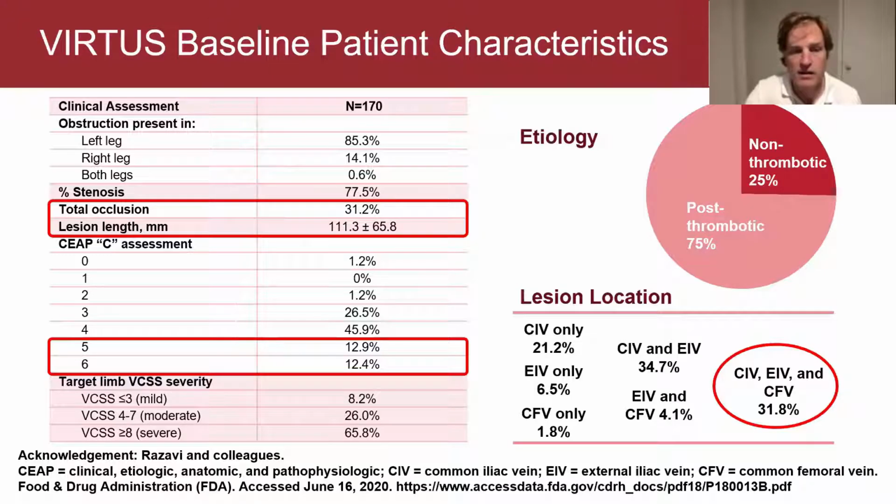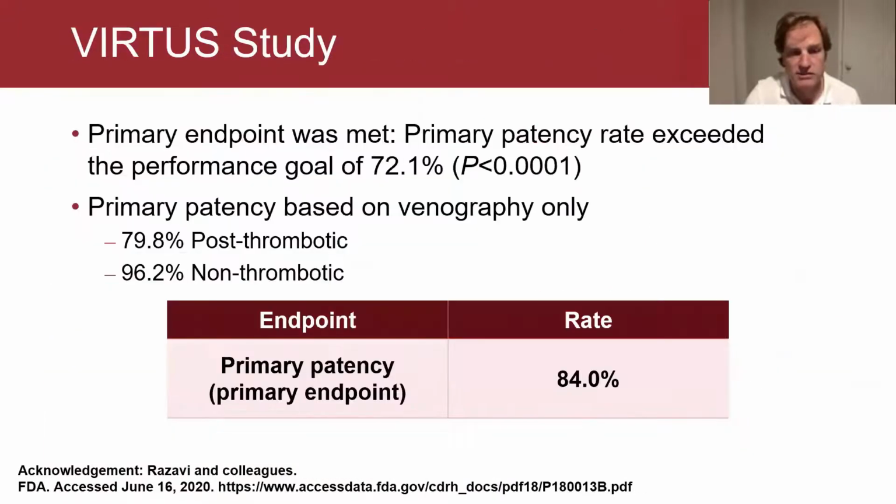The Venous study did not enroll acute DVT patients. The Venous study also met its primary patency endpoints, and the primary patency in the post-thrombotic syndrome group at 79.8% is pretty much identical to that seen in the ABRE study.